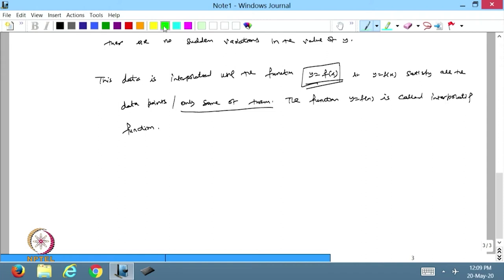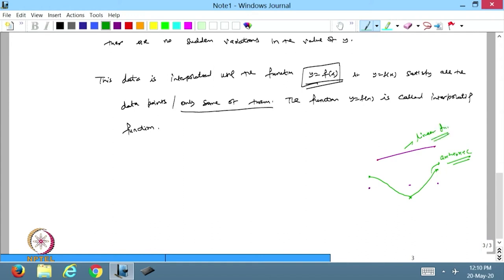So suppose I have 2 points and I want to find a function which is passing through these 2 points. I know that based on 2 points I can find a line, that is a line passing through these 2 points. So in this case I can interpolate by a linear function. Suppose I have 3 points, one is given here, one here, one here. Based on this I can find a quadratic function, a function of type a x square plus b x plus c. This is a linear function.